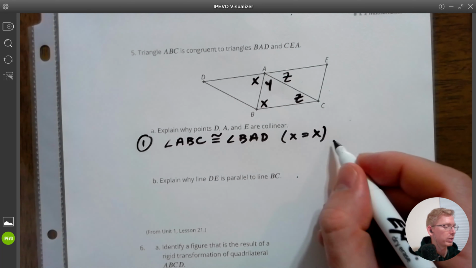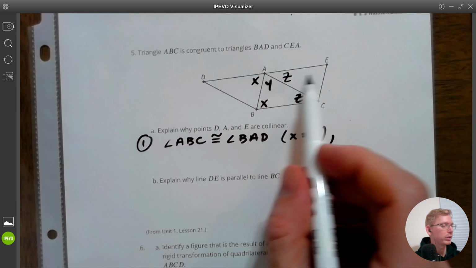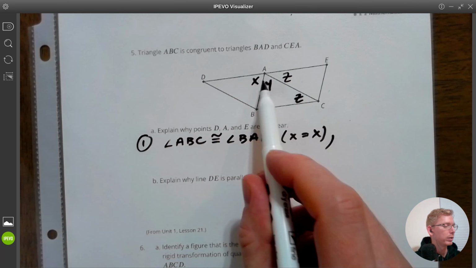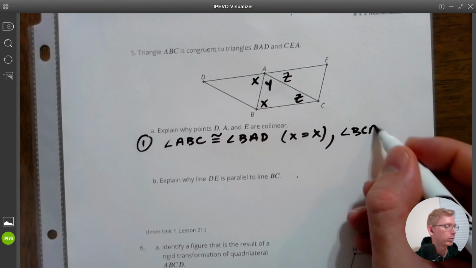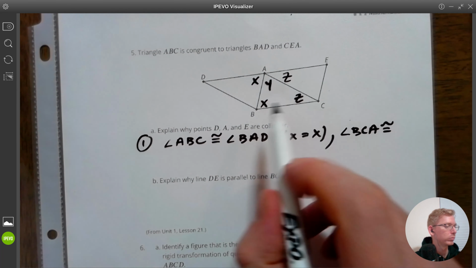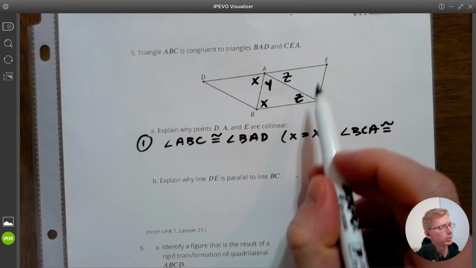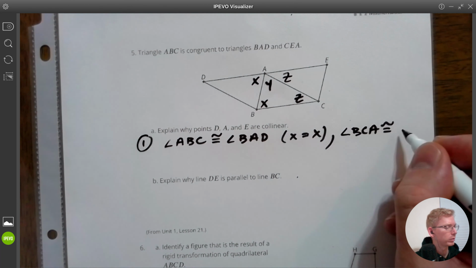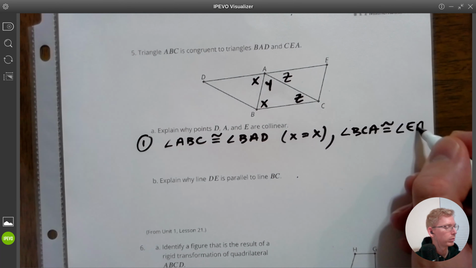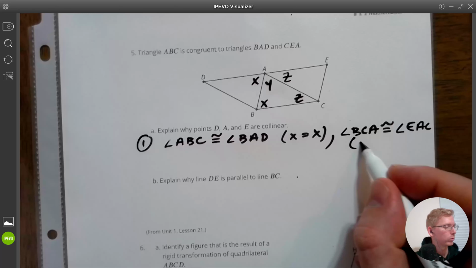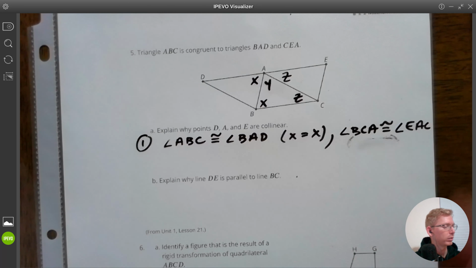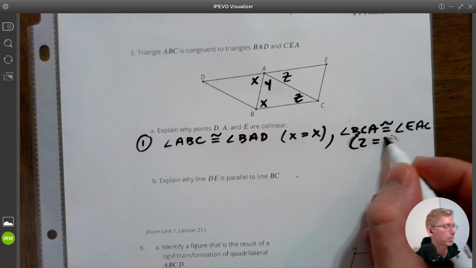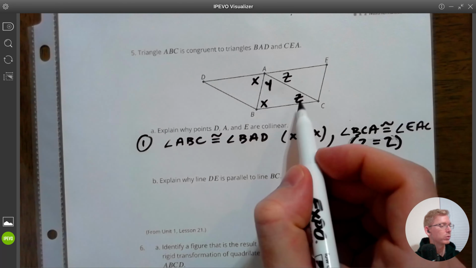And we can do the same thing for over here. We can do angle BCA congruent to angle EAC. And these are the Y's. Okay? Or sorry, these are the Z's. Okay, so these right here.